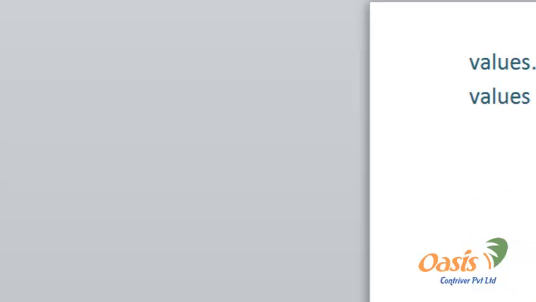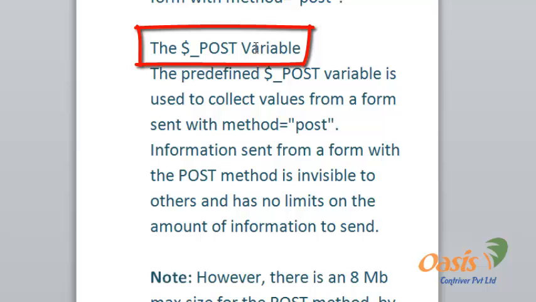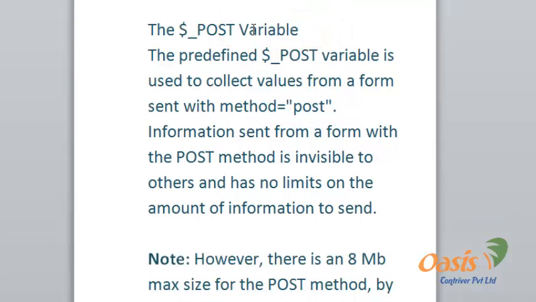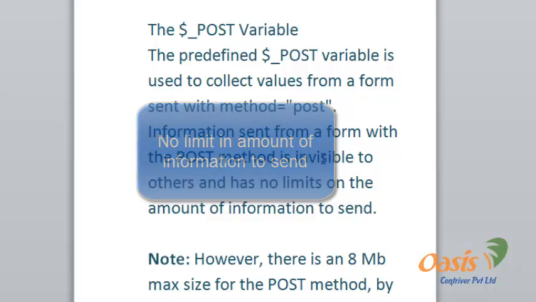Now let's see the POST method. In PHP, the predefined $_POST variable is used to collect values in a form with method equal to POST. Information sent from a form with the POST method is invisible to others. This is the main difference between GET and POST method. And the POST method has no limits on the amount of information to send.